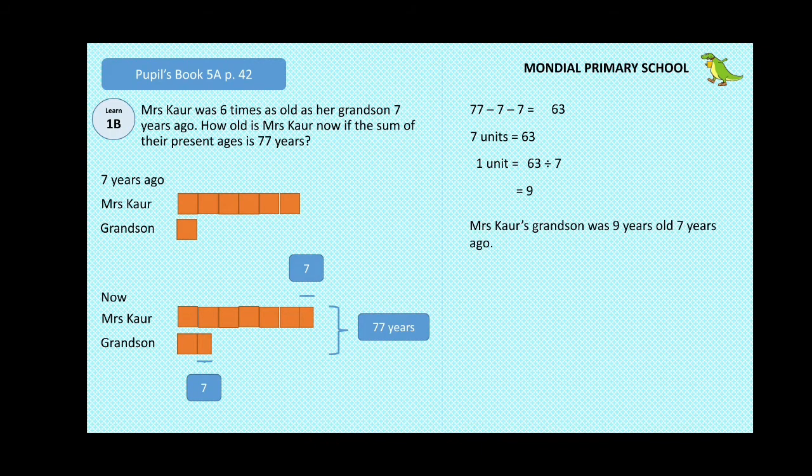Okay, what do you need to find? Yeah, Mrs. Kaur's present age. How can we find Mrs. Kaur's present age? Nice! Find her age 7 years ago, and then add 7.